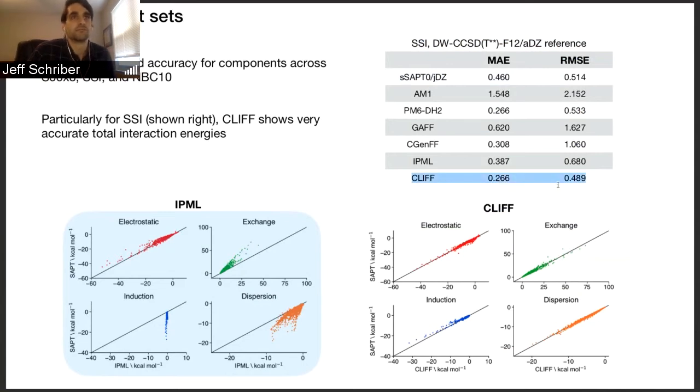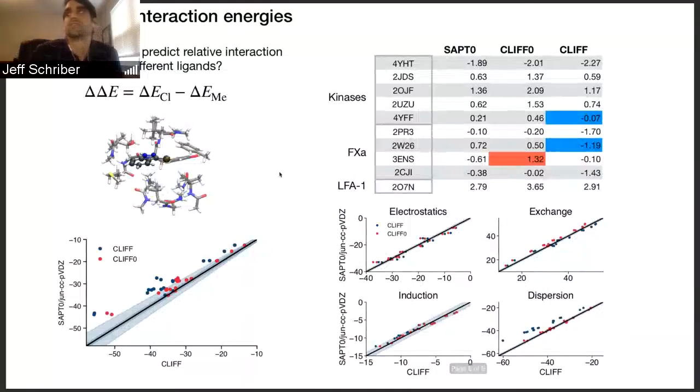And we can apply CLIFF to anything we want to, because the parameterization is automatic. We don't have to worry about any of that kind of stuff as long as the element types are within the definitions of CLIFF and everything's neutral, which is a pretty big limitation. But with all of that said, we can apply it to whatever we want to. And so we did that. So I'll finish with a little bit of this protein-ligand system.